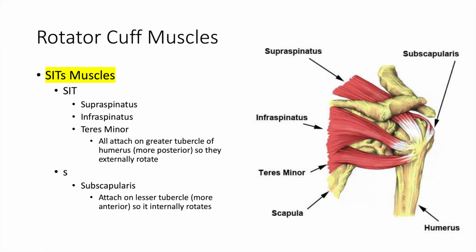Subscapularis, it's sitting on the more anterior portion of my scapula. It's still on my back though, and it is coming around and attaching to the lesser tubercle, which is more anterior. So it's going to pull that toward my back, and it's going to internally rotate my arm.